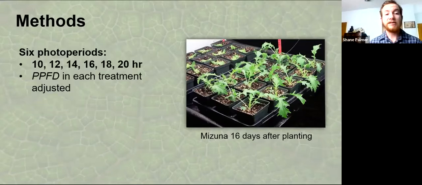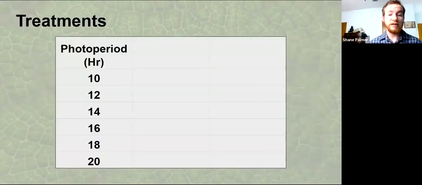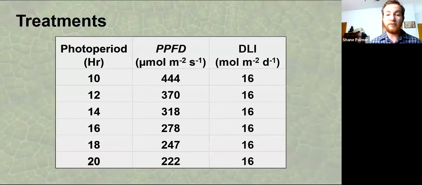We tested 6 different photoperiods ranging between 10 and 20 hours. We adjusted the light intensity in each treatment using PWM control, which is pulse width modulation. This is an overview of how the relationship between photoperiod, PPFD, and DLI looks. Different photoperiods, different PPFDs, but when you do the math, it all adds up to the same DLI.